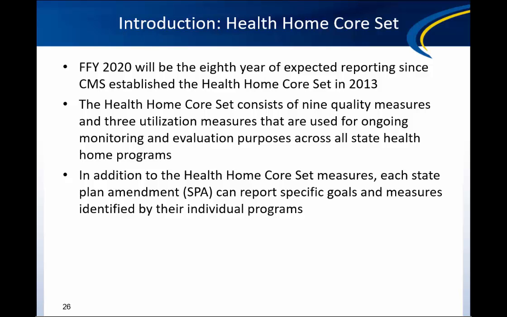So the health homes core set is about the same age as our adult core set, and FY 2020 will be the 8th year of expected reporting since this core set was established in 2013. There are currently 9 quality measures and 3 utilization measures that are used for ongoing monitoring and evaluation purposes across all of the state health home programs. And in addition to the health home core set measures, each state plan amendment can report specific goals and measures identified by their individual programs.